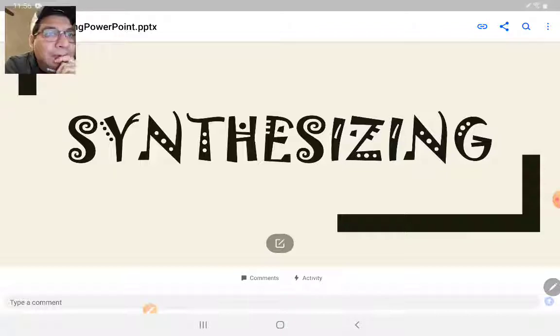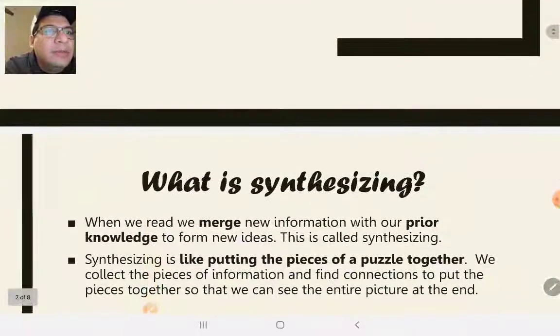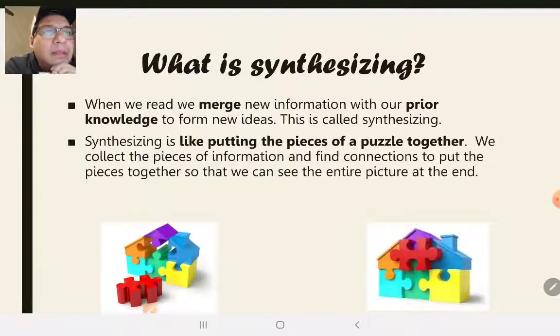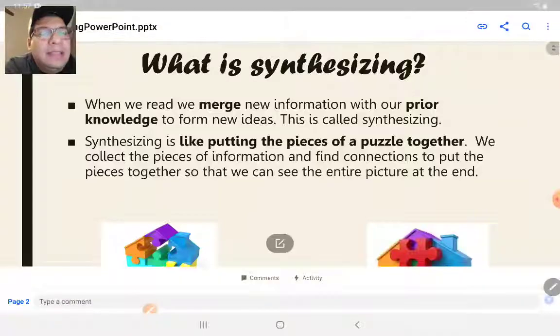Okay, so the thing is synthesizing. What is synthesizing? Well, let's go ahead and see how we figure that out. When we read, we merge new information with our prior knowledge to form new ideas. This is called synthesizing. Synthesizing is like putting the pieces of a puzzle together. We collect the pieces of information and find connections to put the pieces together so that we can see the entire picture at the end.